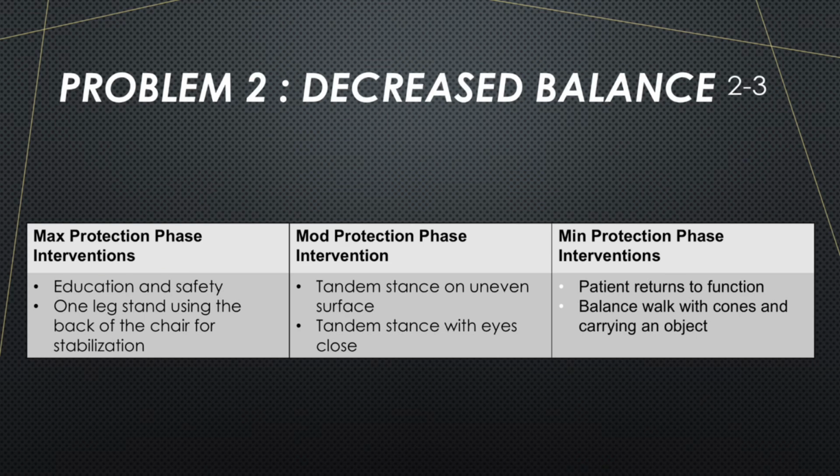For the mid protection phase, we have some dynamic balance training. It involves training on moving your body while standing on one or both legs, introducing pauses, holds, or any kind of uneven surfaces. We have the tandem stance on an uneven surface or with eyes closed. And for the last protection phase, where the patient is going to return to regular function, we have balance walk with cones and carrying an object, which is more like dual-task training.